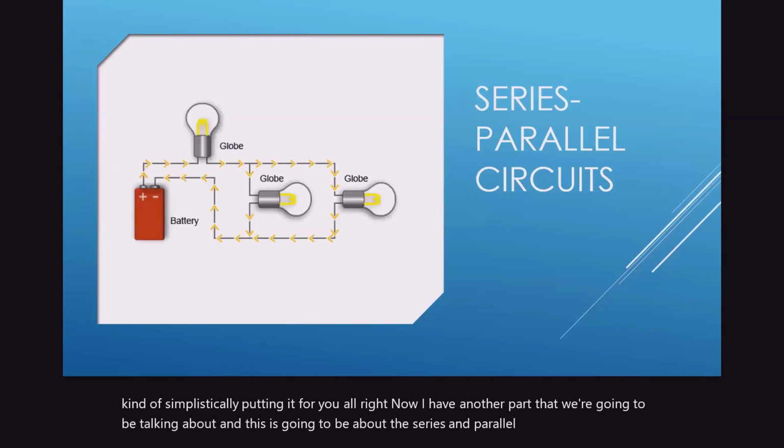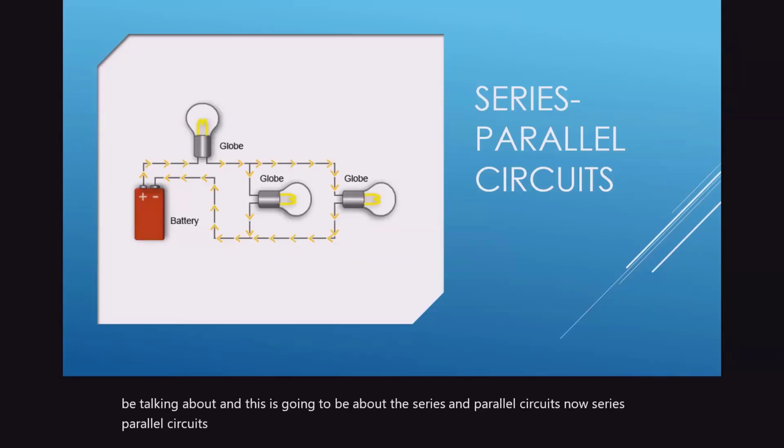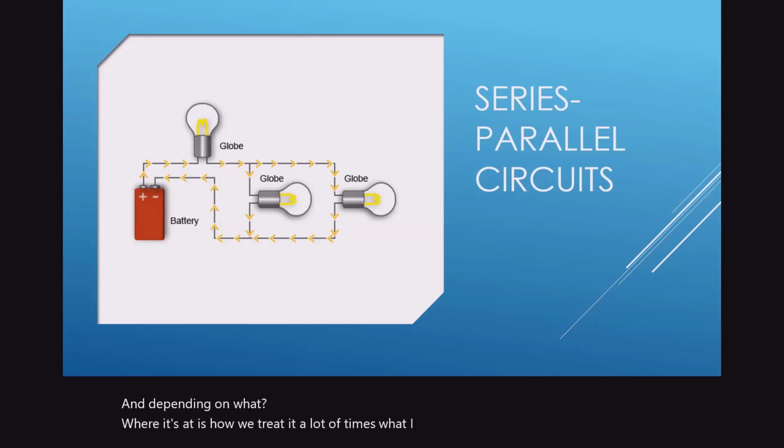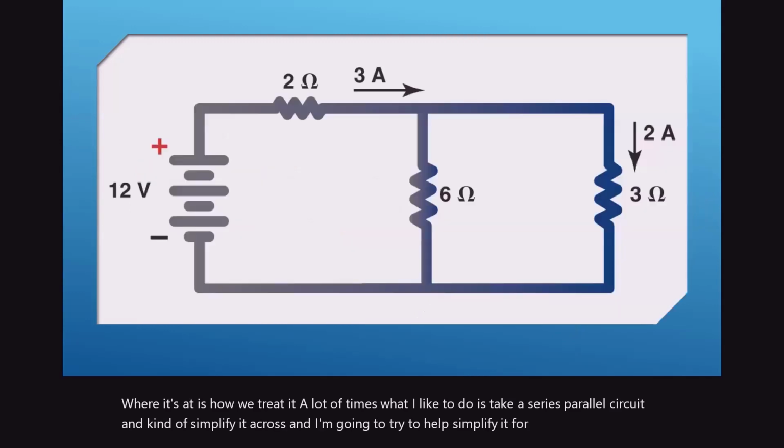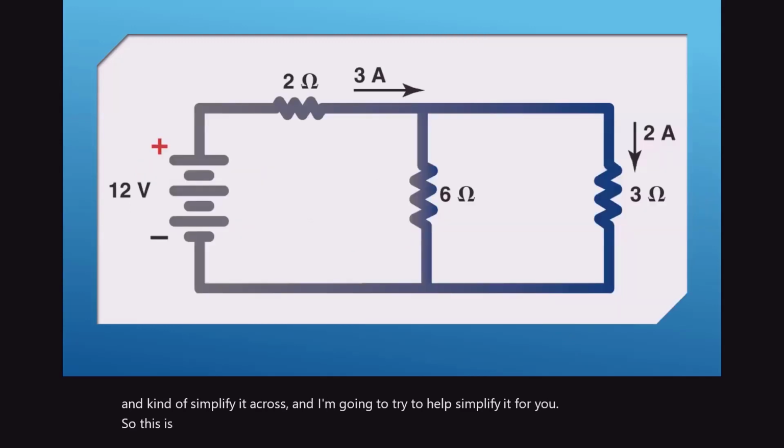Now, series parallel circuits are what I call combination circuits. And depending on where it's at is how we actually treat it. A lot of times what I like to do is take a series parallel circuit and kind of simplify it across. And I'm going to try to help simplify it for you. So this is an example of a series parallel circuit, but we have a resistor at the front end. And what I like to do is simplify it for myself.